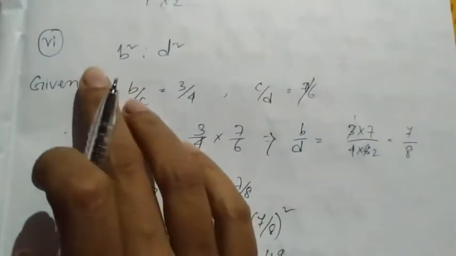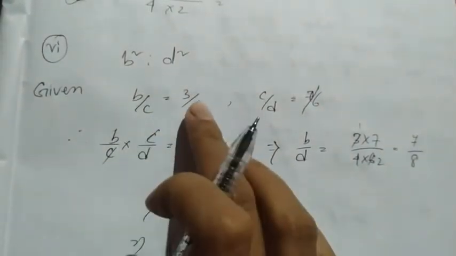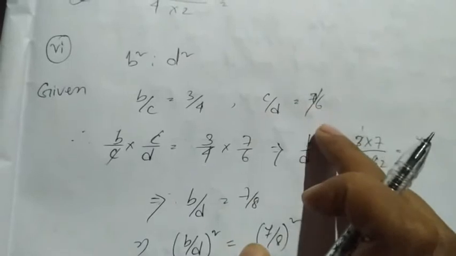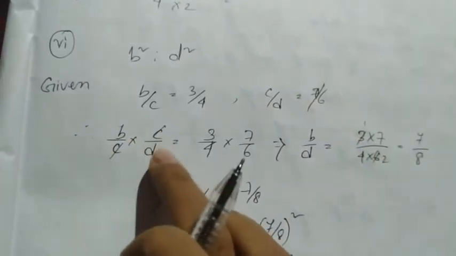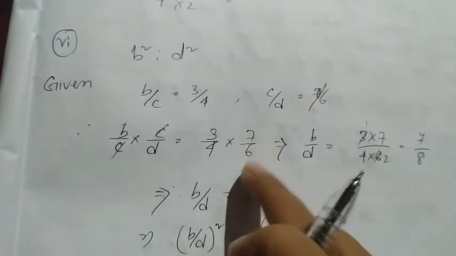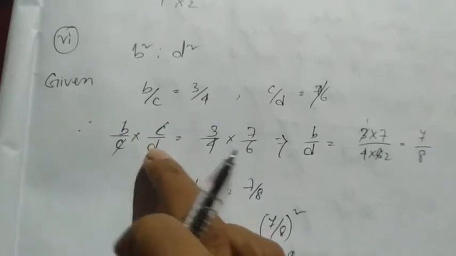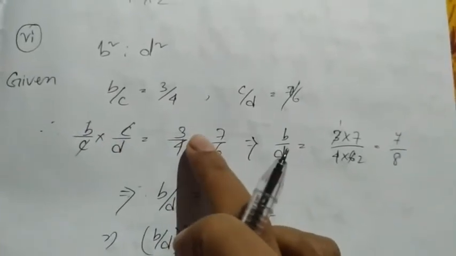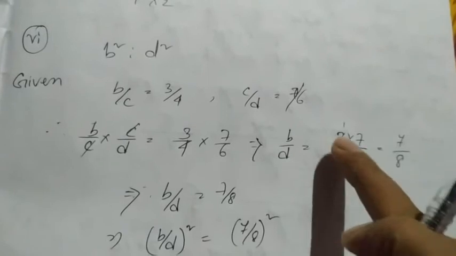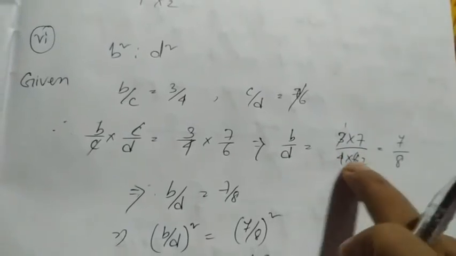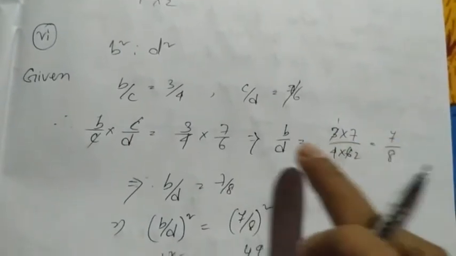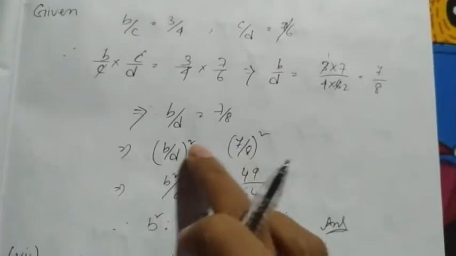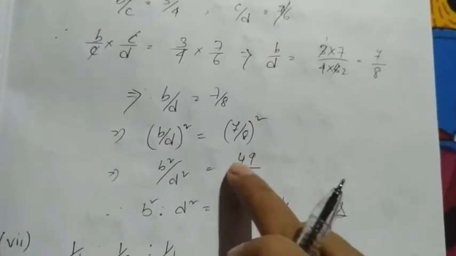Now b square is to d square. B by c equals 3 by 4, c by d equals 7 by 6. So b by c into c by d equals 3 by 4 into 7 by 6. C gets cancelled out. B by d equals 3 into 7 by 4 into 6. So 3 into 2 is 6, 2 into 4 is 8, so b by d is 7 by 8. Just squaring both sides, we will get 49 is to 64.